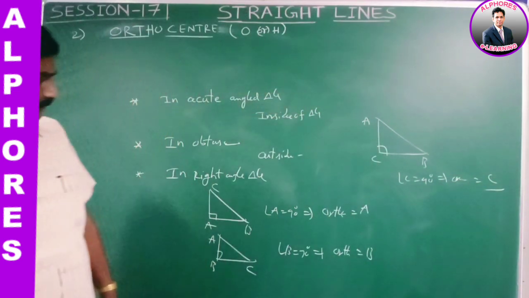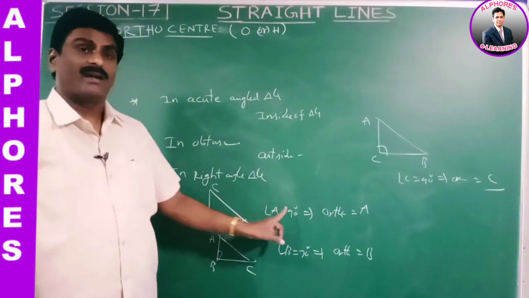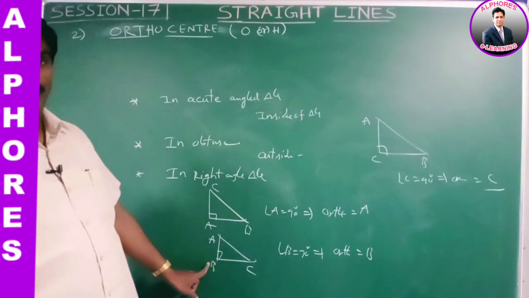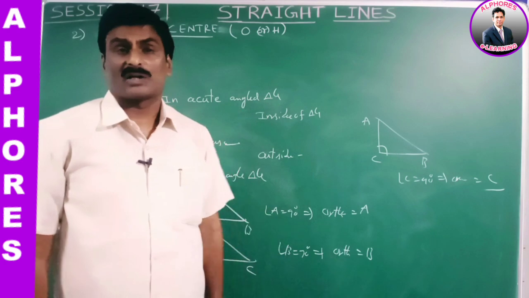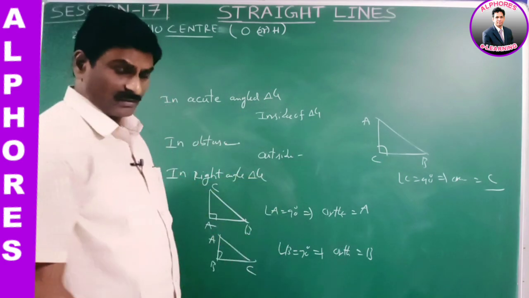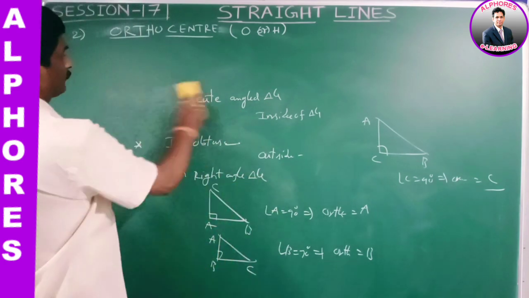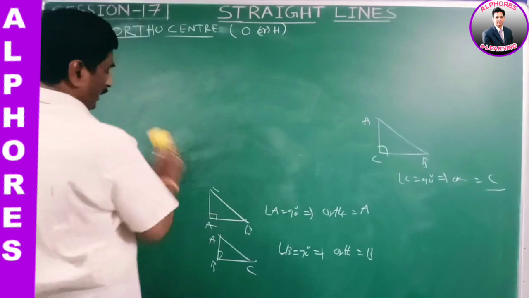Please note these points. If angle A is equal to 90 degrees, the orthocenter is equal to A. If angle B is equal to 90 degrees, the orthocenter is equal to B. If angle C is equal to 90 degrees, the orthocenter is equal to C. Okay. Next point, very, very important point.